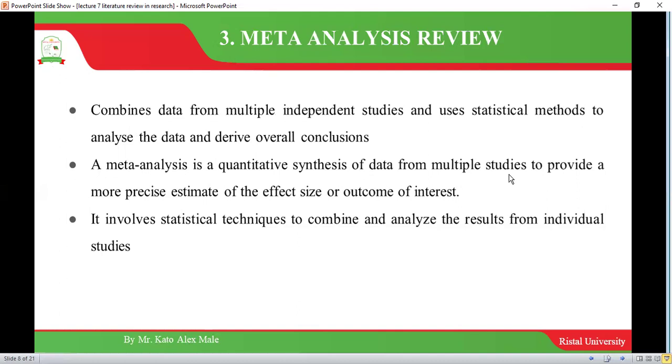In other words, in a descriptive review, you were not minding about any statistics. You were just giving us what others were talking about the problem. In the systematic review, you were trying to go deep to describe and analyze what others said about that problem. In a meta-analysis, you go statistically.